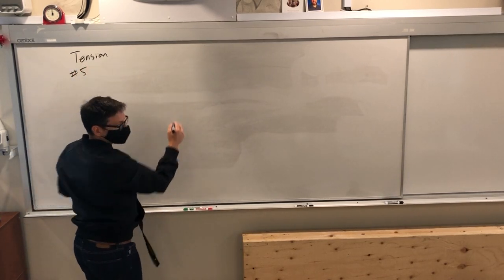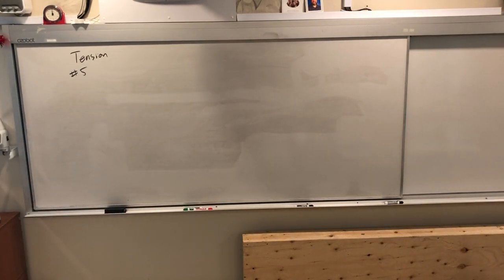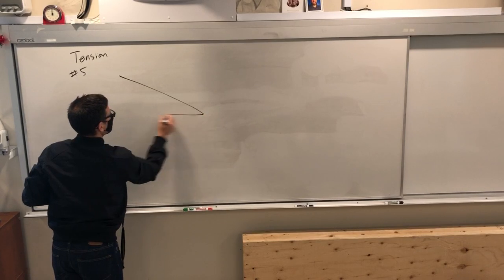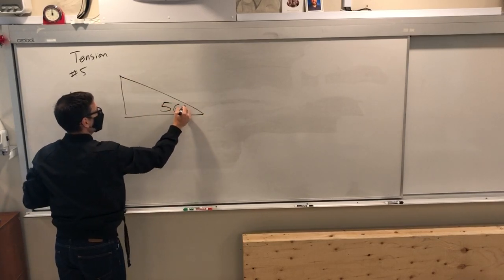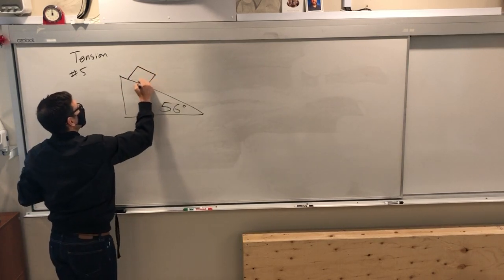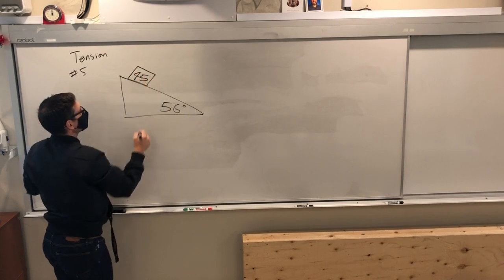So Ainsley, it's a ramp, right? Yeah. And there's a weight, a mass on the ramp. And what is the angle here? 56. Okay, so we have 56 degrees, and we have a mass up here, yes? Yeah. 45 kilograms. Okay, 45 kg.